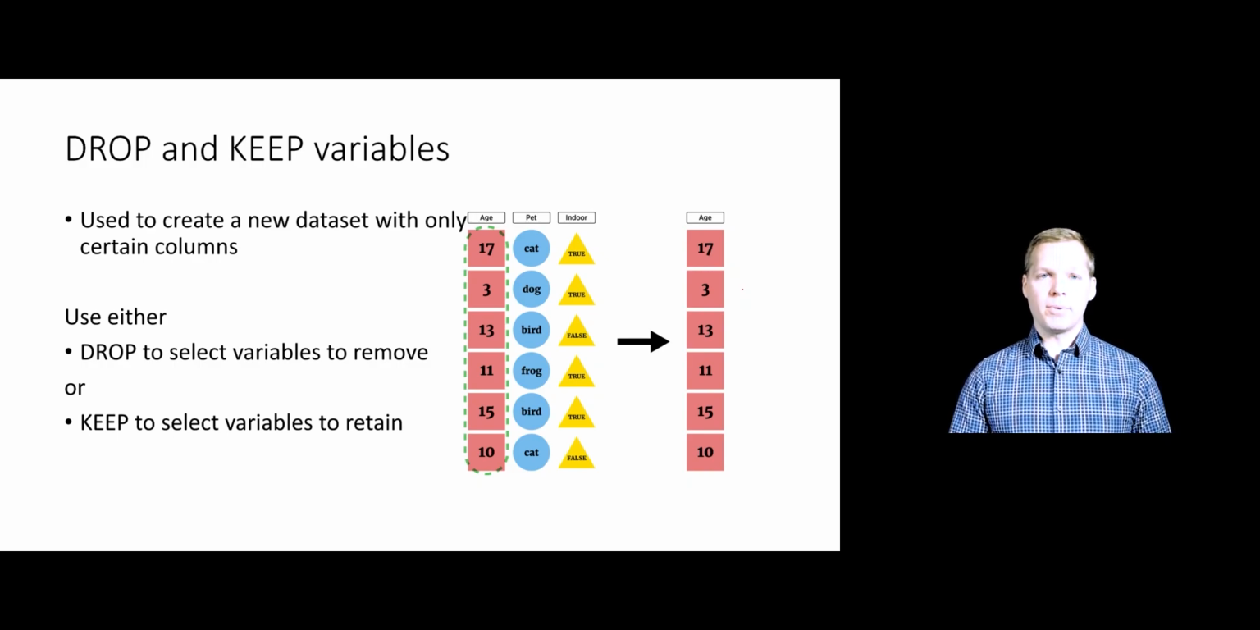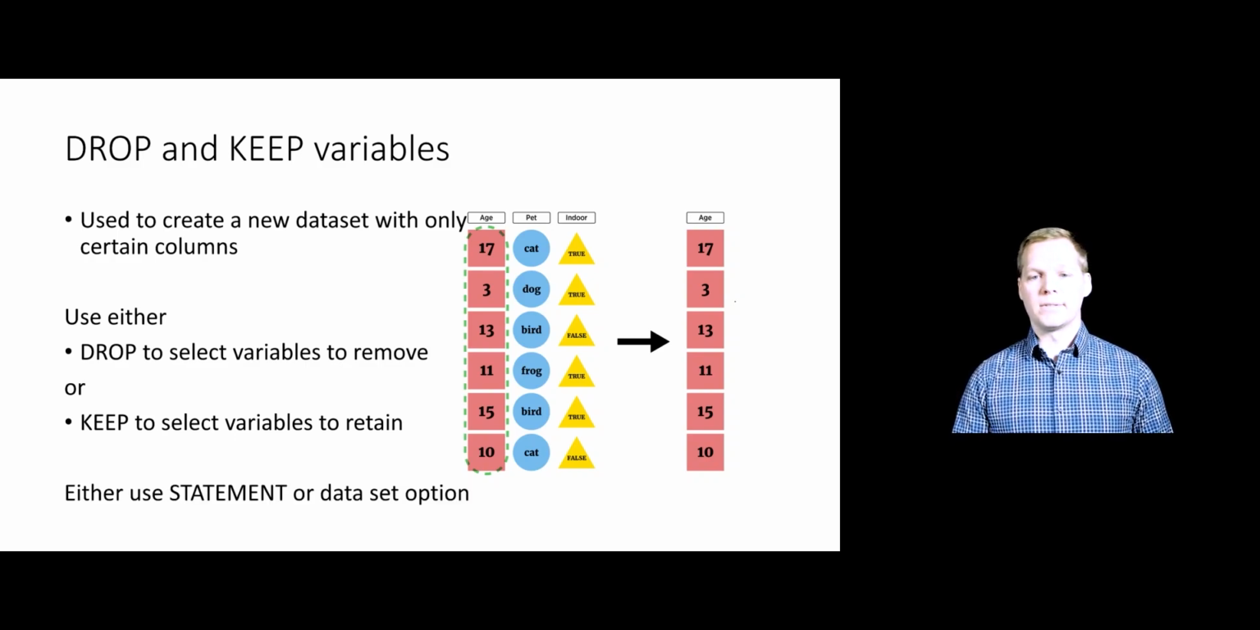We can either use drop to select which variables to remove, or we can use keep to just state which variables we want to keep. And again, you can either use a statement for each one of these, just like we saw with label and rename, or you can use dataset options. And the behavior on those are exactly the same as before. The dataset option copies before, whereas dataset option changes before copy, and the statement changes after copy.